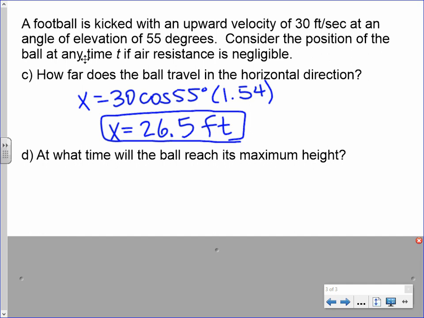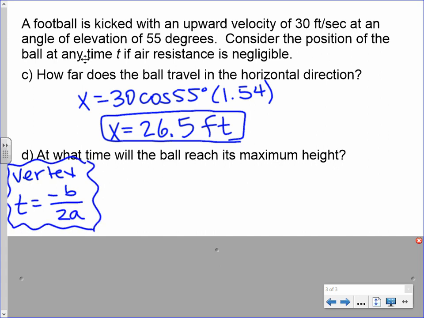It is not. So I just want to remind you of something that you did back in Algebra 2. The vertex is negative b over 2a. Do you remember doing that? Yeah. That'll just be a nice shortcut for you. So yes, we could cut the time in half, or we could use negative b over 2a to get our time, because that would represent the vertex.